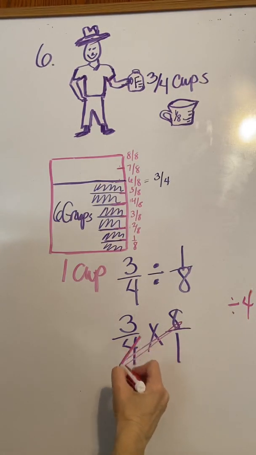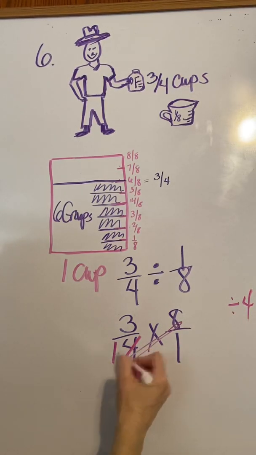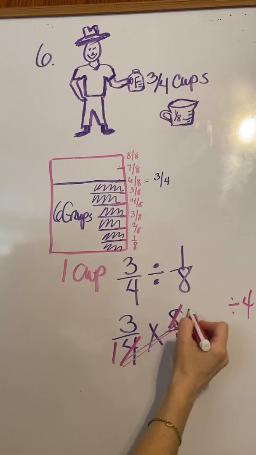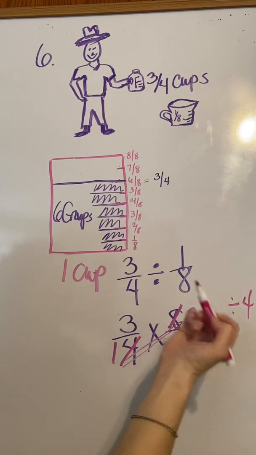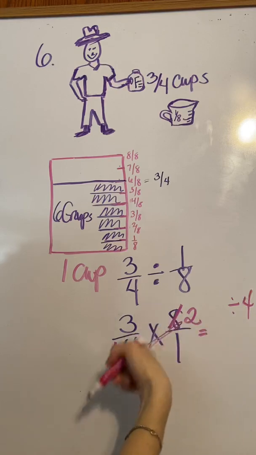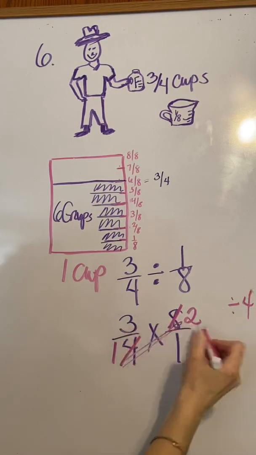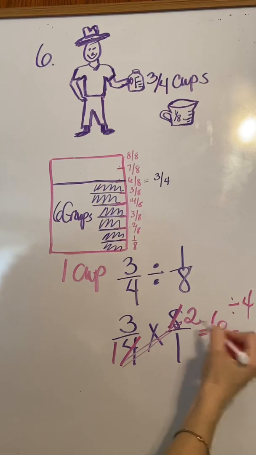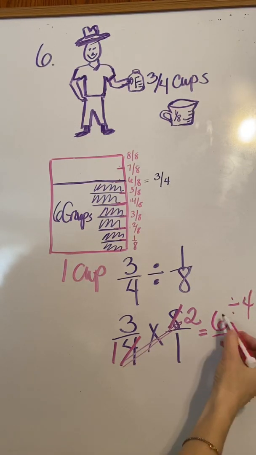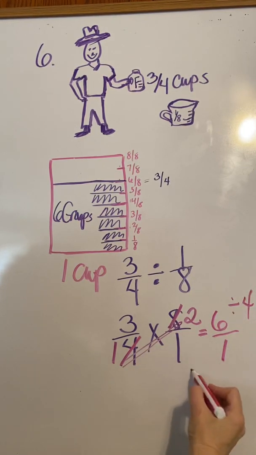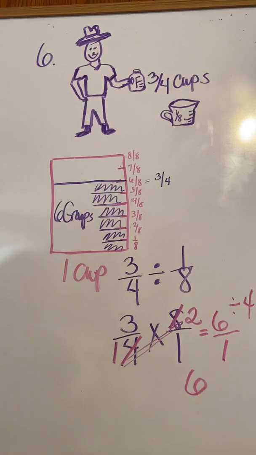4 divided by 4 is 1. Slash it and put a 1. 8 divided by 4 is 2. So then we multiply across. Multiply, divide, side by side. 3 times 2 is 6. 1 times 1 is 1. 6/1 is equivalent to 6.